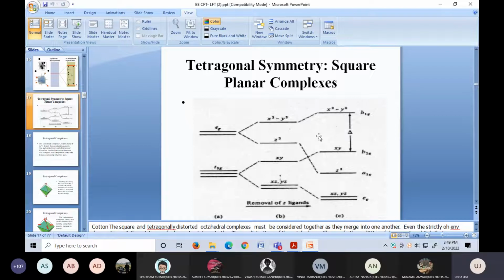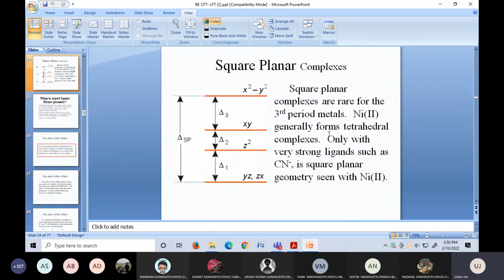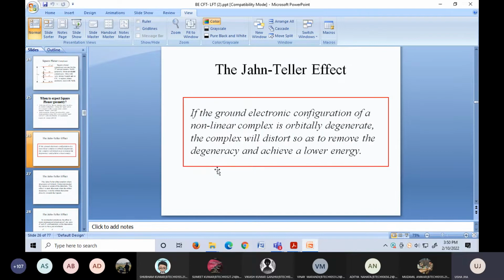Okay, and today we'll look at the Jahn-Teller effect, and we'll go to the tetragonal distortion in a minute. Right now, I'm leaving it. I would like to tell you a little bit about the Jahn-Teller effect. Okay, so let's take it into a slideshow.